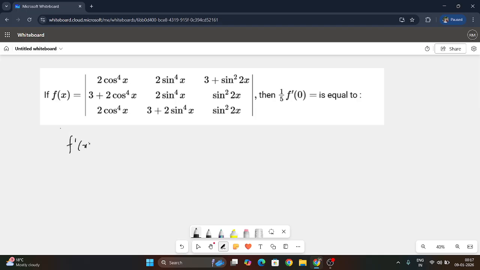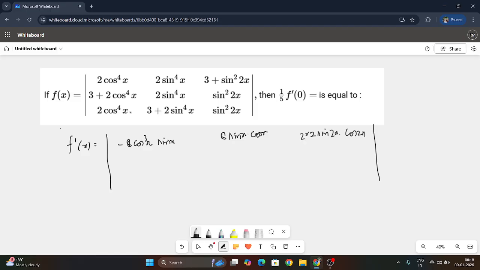What you have to do is first find f'(x). So f'(x) will be the differentiation of the first row, with the second and third rows as it is, plus the differentiation of the second row, plus the differentiation of the third row. Let's first differentiate the first row: 4 to the 8 cos cube x and sin x with a minus sign, 8 sin x cos x, which is 2 sin 2x and cos 2x multiplied by 2.